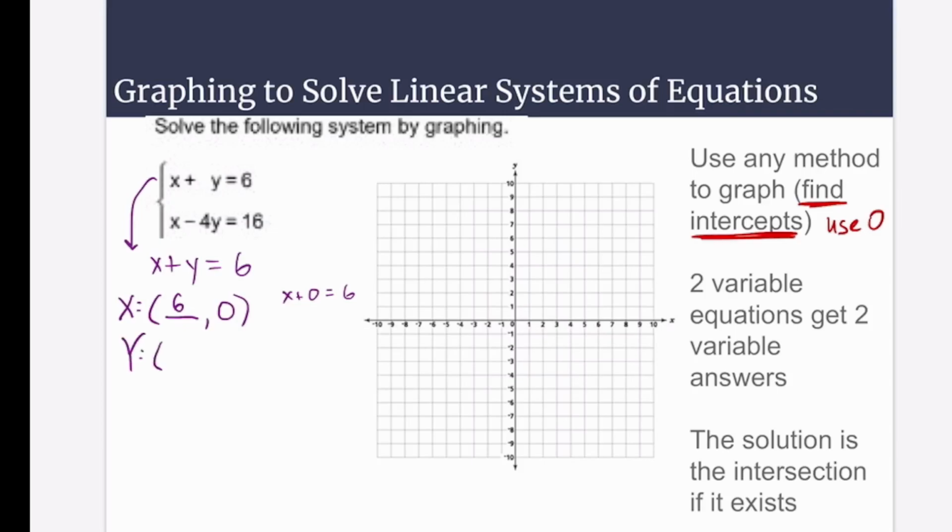For my y-intercept, I'm making 0 my x, and I'm going to solve for y. So 0 plus y equals 6, y is 6. So I can graph this because I have 2 points: 6 comma 0 and 0 comma 6. All I have to do is connect these points and I'll have my graph. So there's my graph, x plus y equals 6.